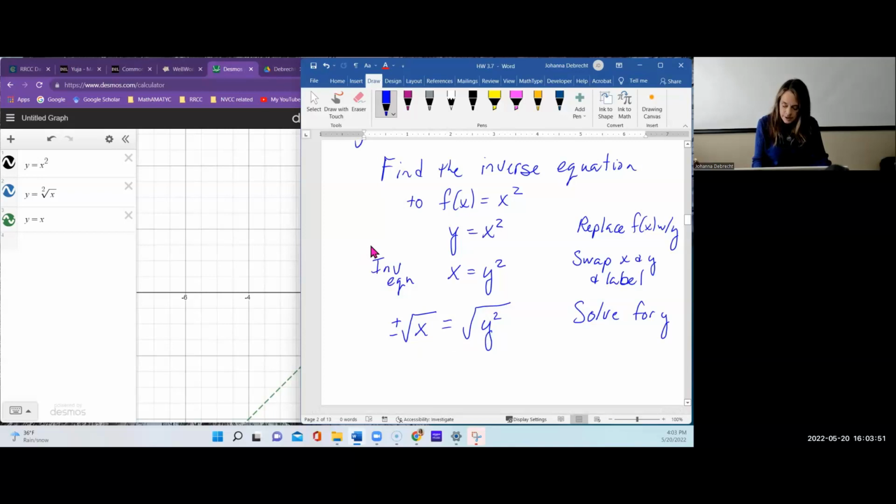This means that the inverse equation to x squared is plus or minus square root of x. In other words, it's both the upper arm and the lower arm. Because this is not a function, it won't pass the vertical line test. I am not allowed to use the notation, since it's not a function.